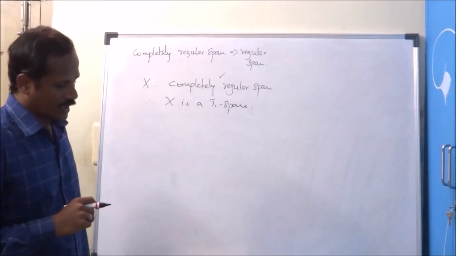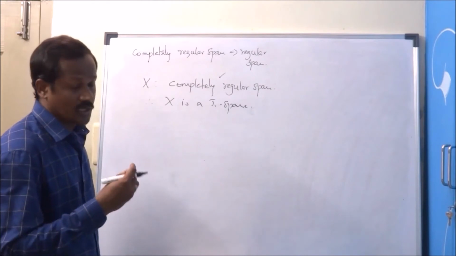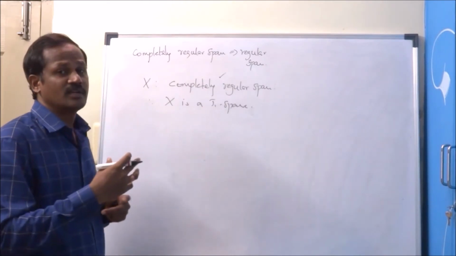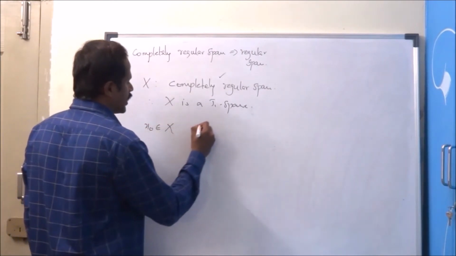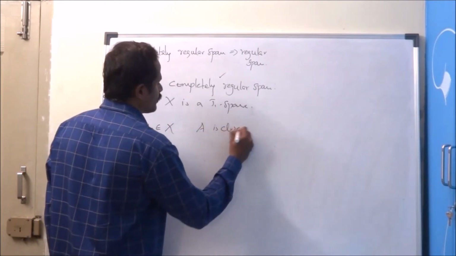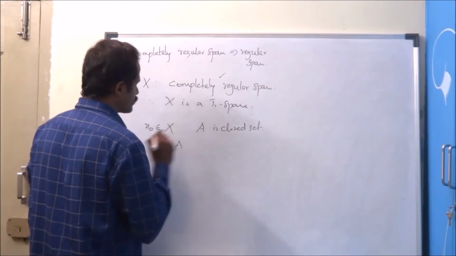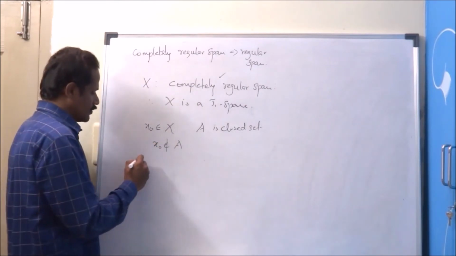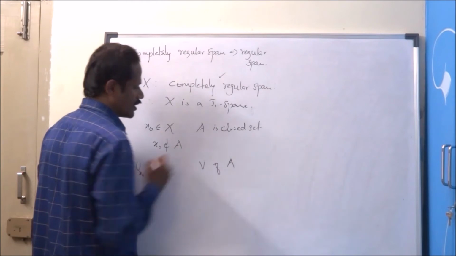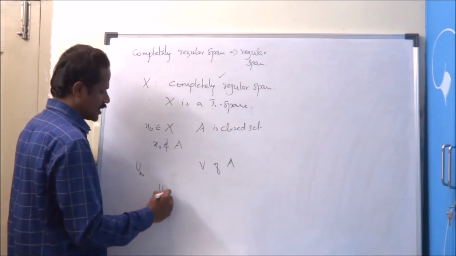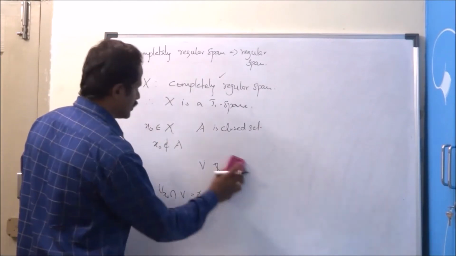Now, to prove X is a regular space, we need to prove that every point and a closed set not containing the point can be separated by means of disjoint open sets. So arbitrarily assume a point x naught in X, and A is a closed set not containing the point. Our aim is to find a neighborhood U of x naught and an open set V containing A, such that U intersection V is equal to empty. This is our aim.